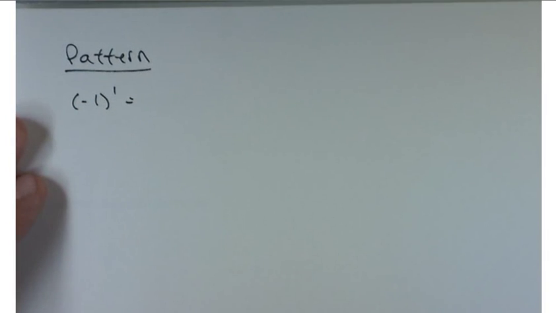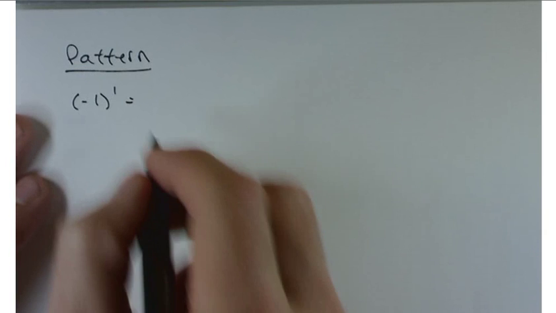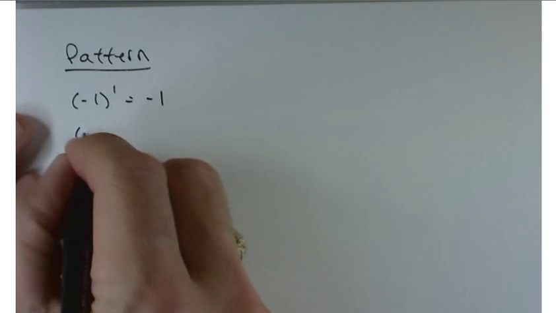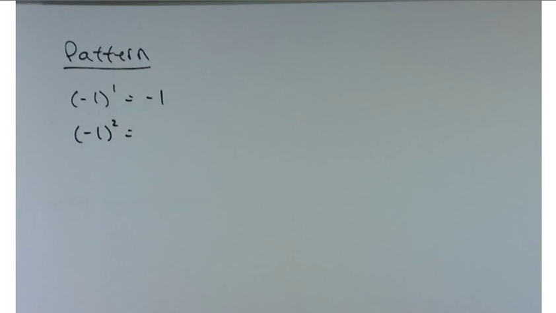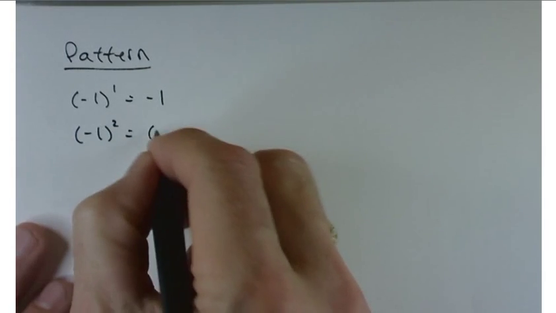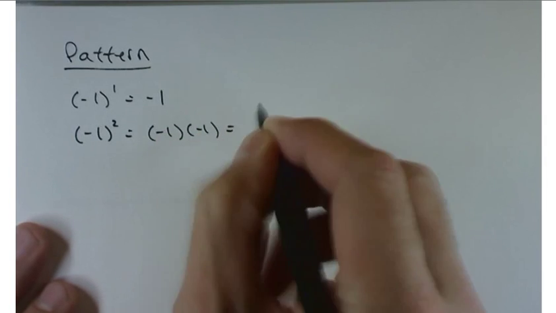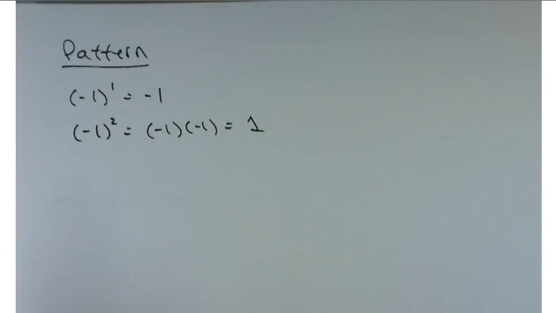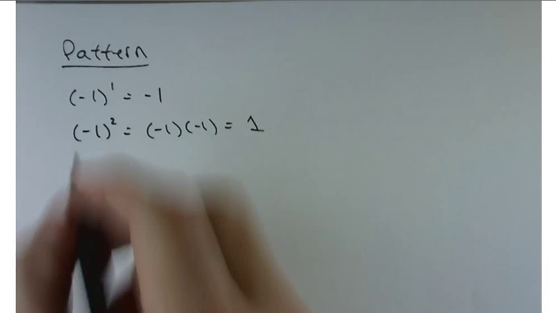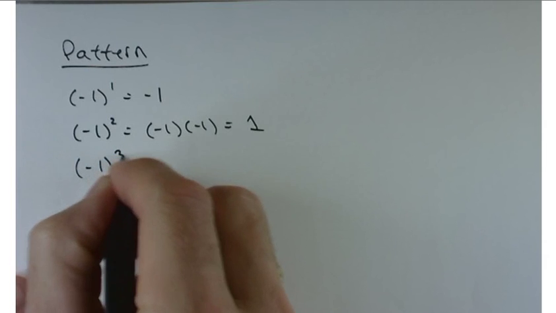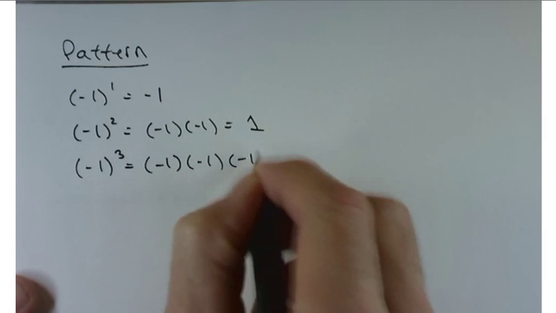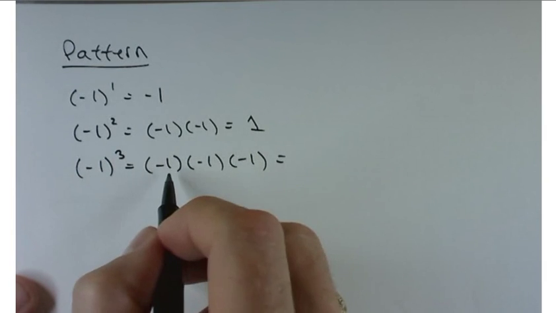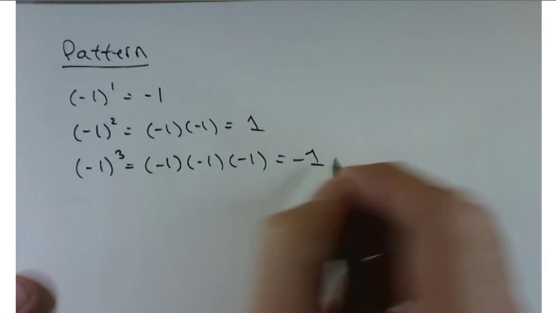We'll start with negative 1 to the first power. Well, that's just negative 1. But if I have negative 1 in parentheses like that, and I square it, what that means is negative 1 times negative 1. Negative times a negative is going to be positive. The next one, negative 1 to the third power is negative 1 times negative 1 times negative 1. So positive and then negative, so negative 1.